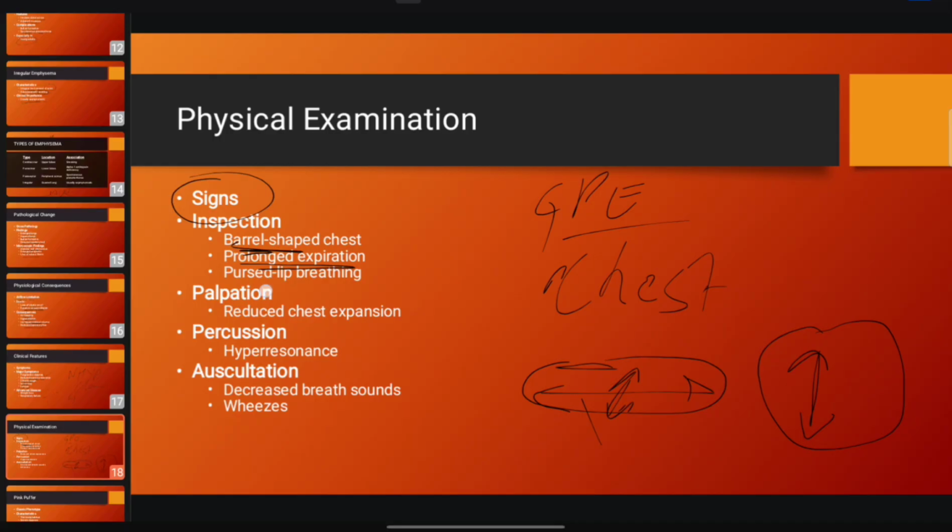Also the patient has pursed lip breathing, and on palpation we will have reduced chest expansion, and on percussion there is hyperresonance. Normally it's a resonant sound because of the air, but when there is a destruction of the alveolar wall, there is more air in the lungs, more air in the chest. That's why on percussion we will have hyperresonance. On auscultation there are decreased breath sounds, and wheezes can also be present.